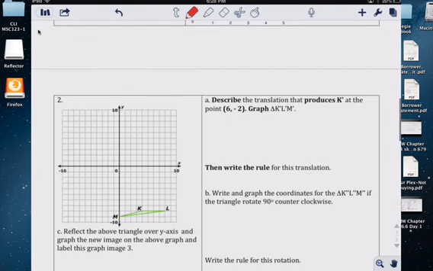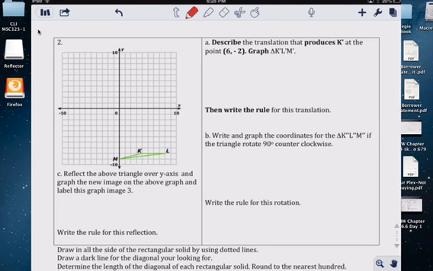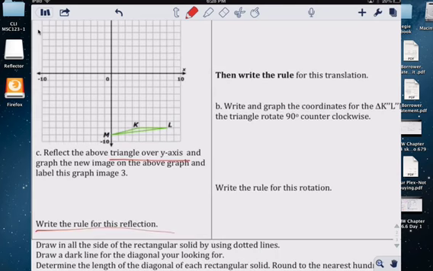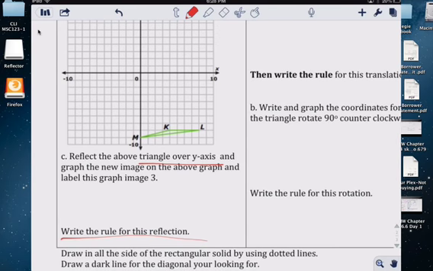Okay, next page. Alright, describe the produced. Okay, let's do the reflection over the y-axis. Write the rules fast. Okay, here's the y-axis. Reflected over y. M is at that already, it stays there. There's no distance. 0 distance stays in its place. So 3 over right here. That's K.